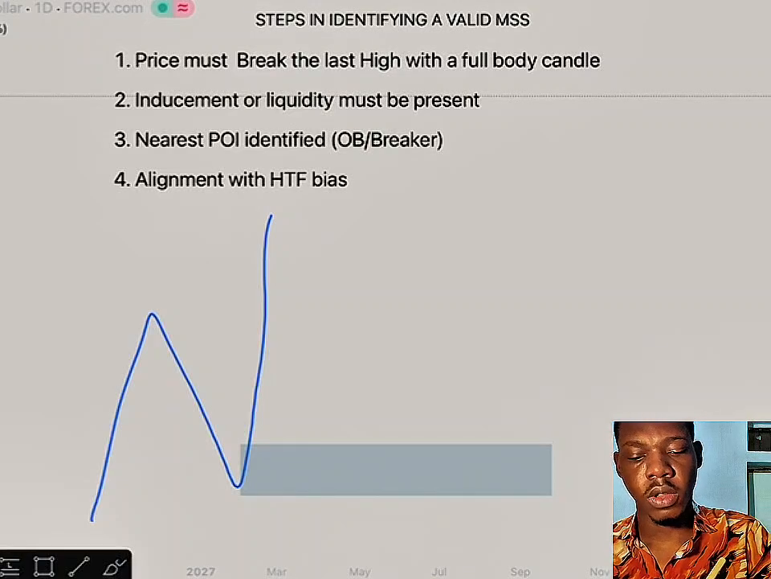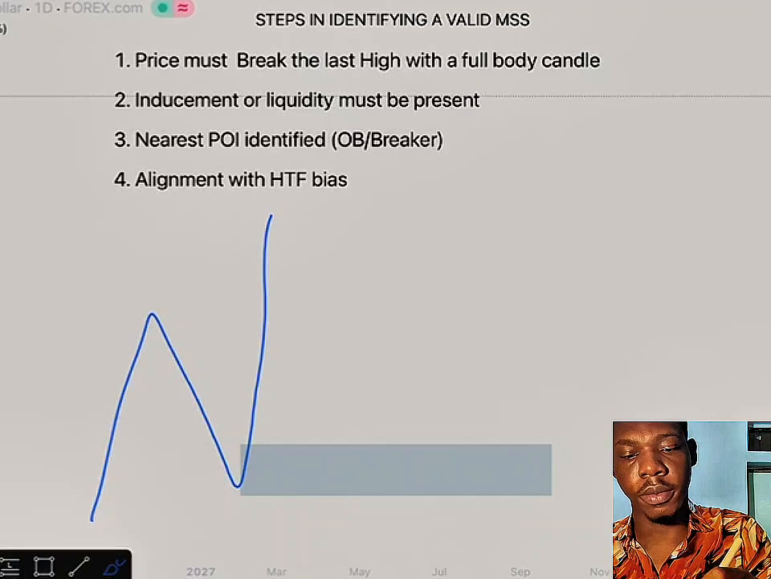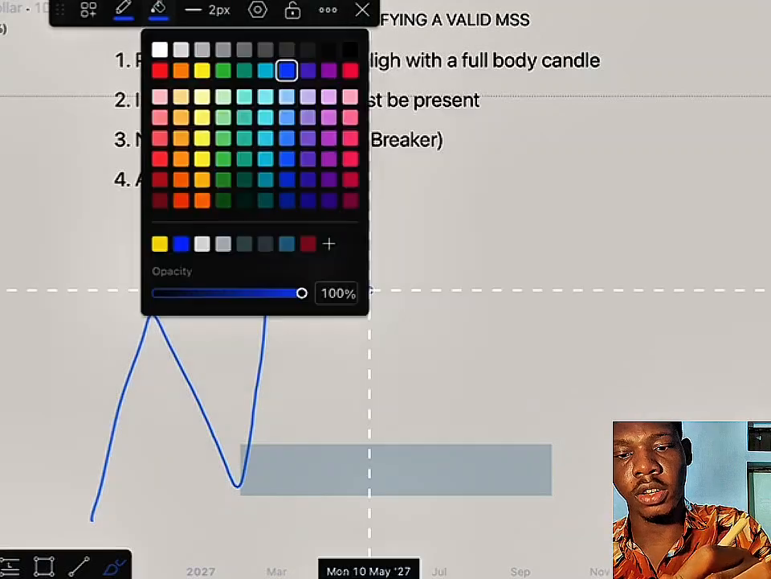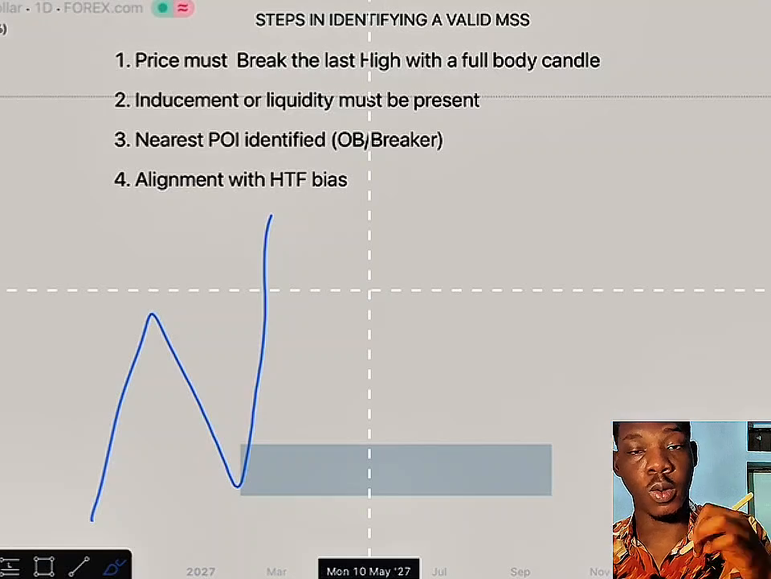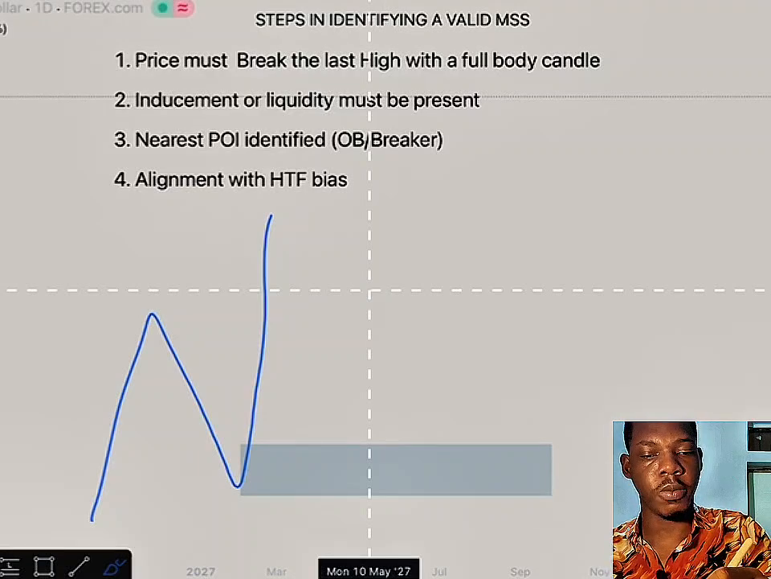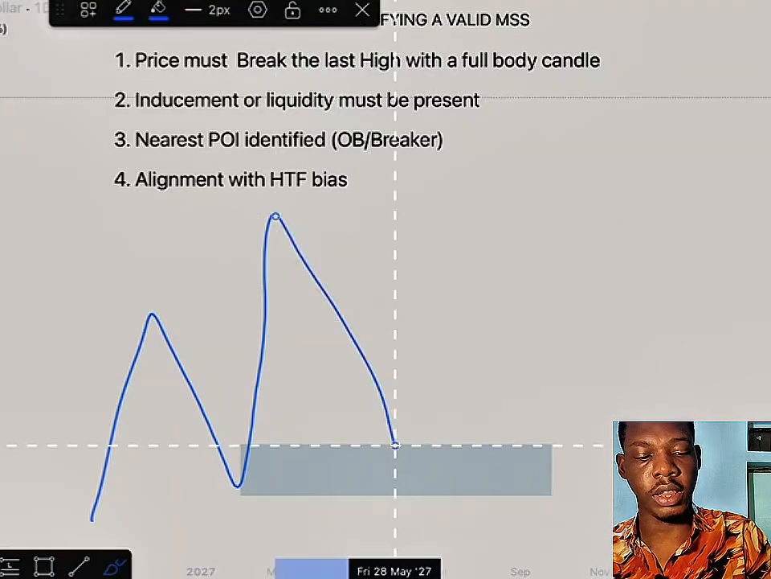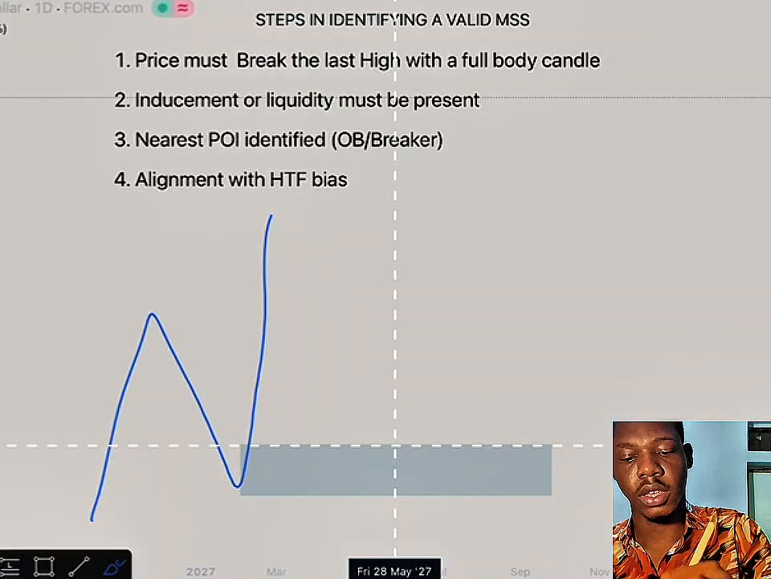So now you know that here in the lower time frame, let's change this so you'll be able to understand. So this retracement, you know that price doesn't pull back immediately like this.